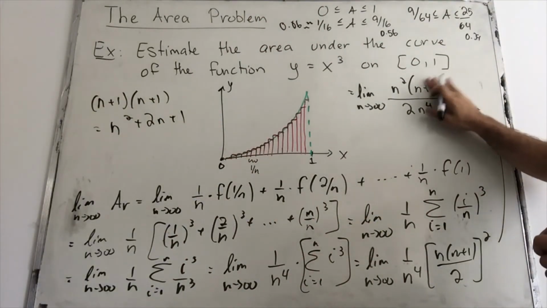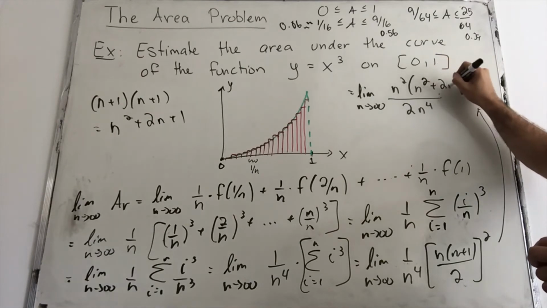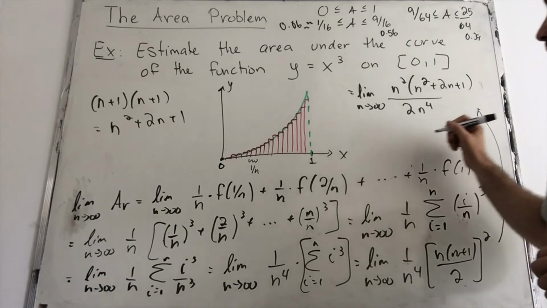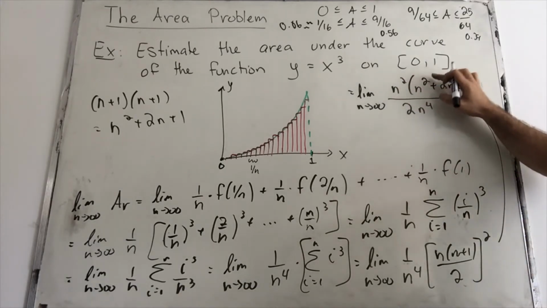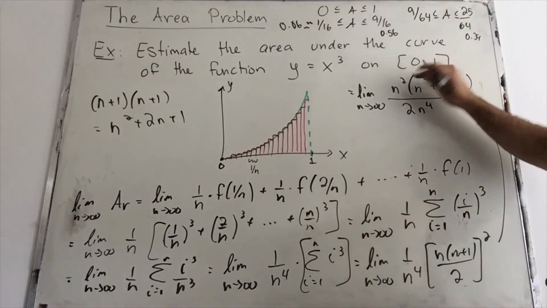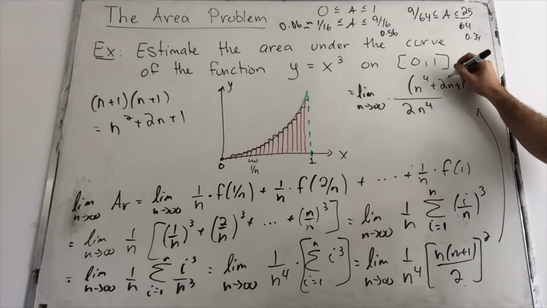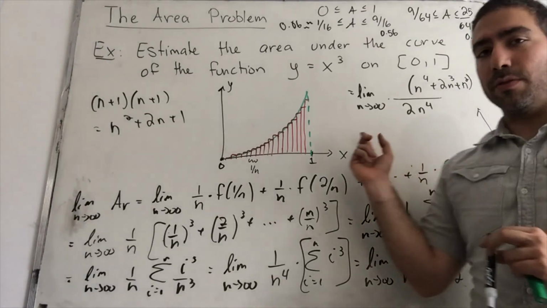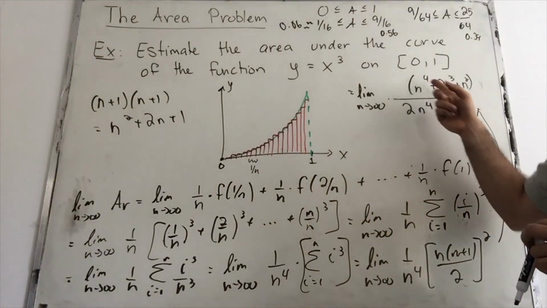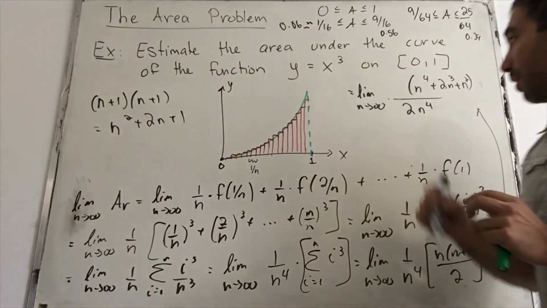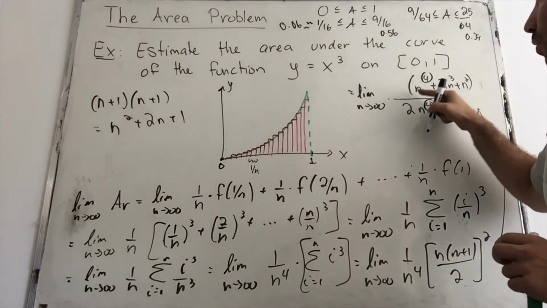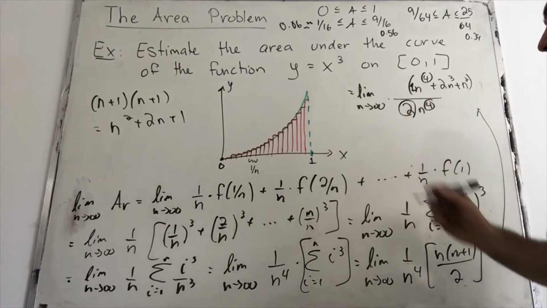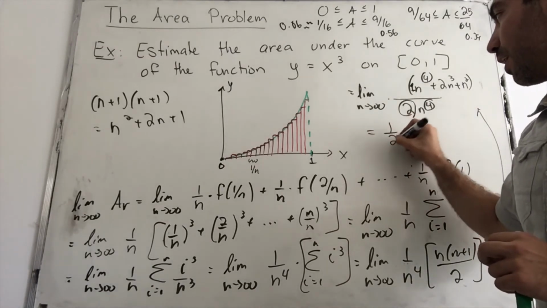So here I could just write this as n squared plus 2n plus 1, and we could distribute the n squared, giving us n to the 4, 2n cubed, and n squared, right? And now, since the highest exponent of the numerator matches the highest exponent of the denominator, they're both 4, we could take the coefficients in front. Namely, on the numerator it's a 1, on the denominator it's a 2. So this is just equal to a half.